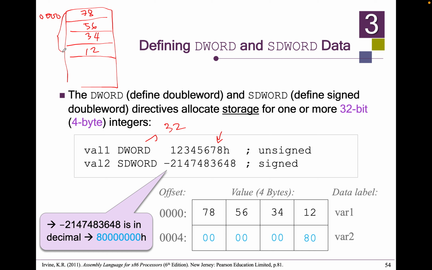For a single double word, we have a signed double word. You can see if it gives you decimal, you need to convert it to hexadecimal. Of course, you can directly key in, but this is decimal, so you need to convert it to hexadecimal. You're going to get 80000000 hexadecimal. So we will pick this first, second, third, and fourth. We will have another 4 boxes. This one is 00000080.